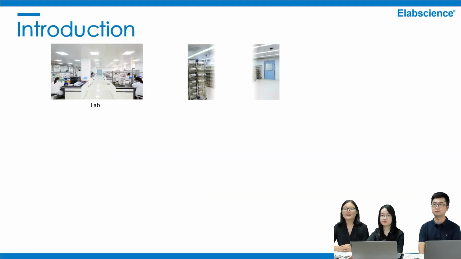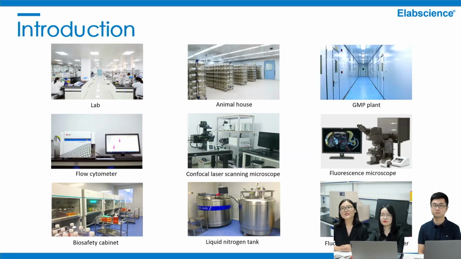Okay. In the next slide, I can show you some pictures about our company. It includes lab equipment and facilities. You can see our animal house as well as the GMP plants. And you can also see our facilities like the flow cytometer, liquid nitrogen tank, as well as the fluorescence microscope. So far you might have a little impression about our company Elabscience.